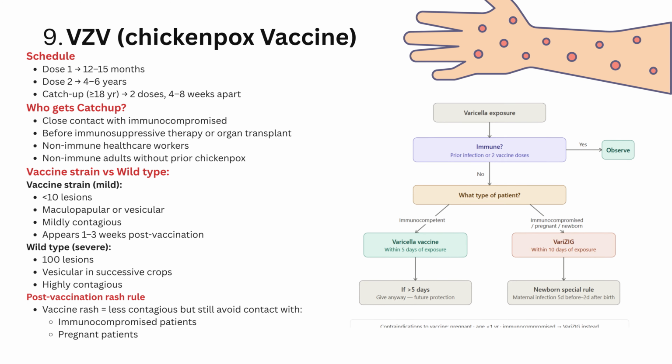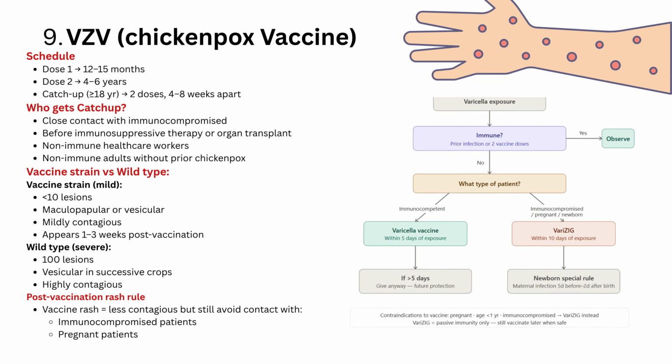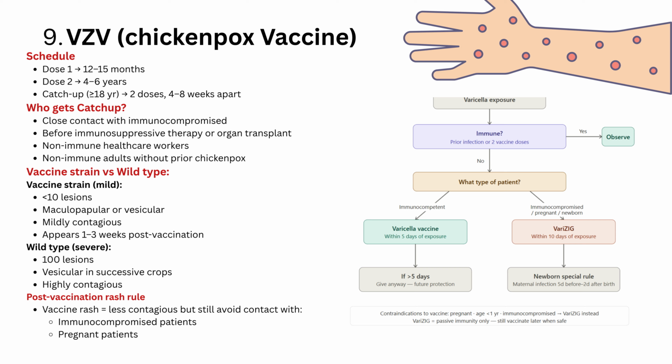Now let's talk about varicella vaccine, which is one of the most frequently tested topics in exams. The routine schedule is simple. The first dose is given at 12 to 15 months of age, and the second dose is given at 4 to 6 years of age. For adults who are 18 years or older and have never been vaccinated, the schedule is 2 doses given 4 to 8 weeks apart.